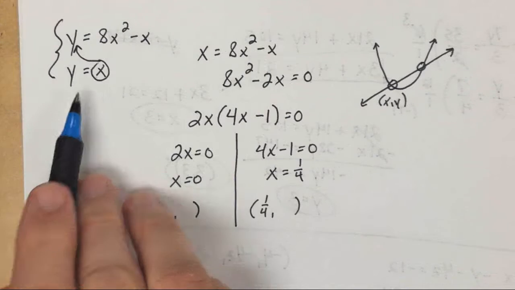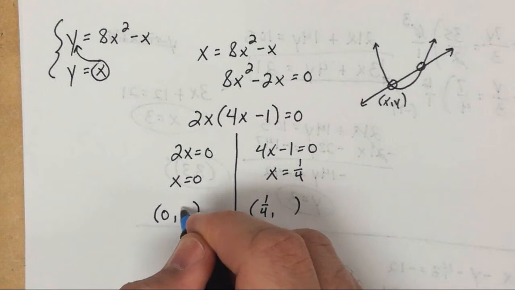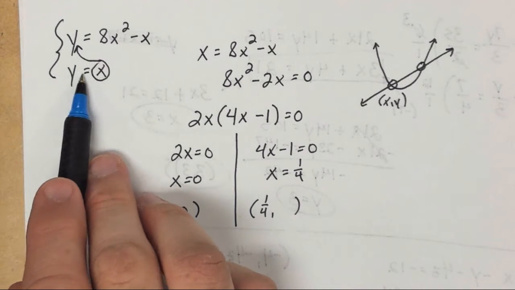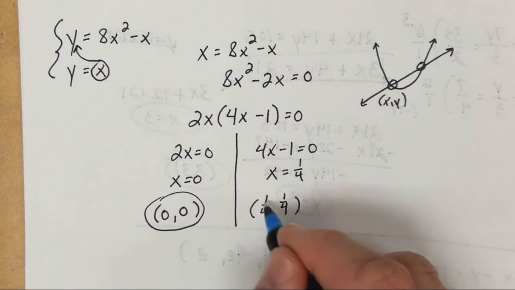When I plug 0 in for x here, I get y equals 0. So when x is 0, y is 0. When x is 1/4, I get y equals 1/4 as well. So those are the 2 points where they cross.